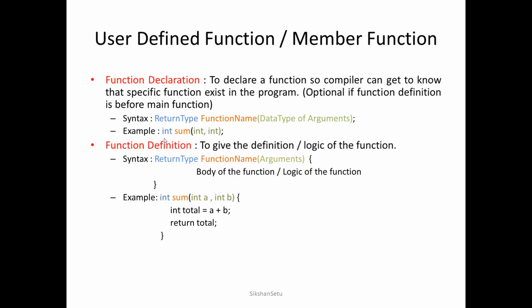Now next comes function definition. This particular part tells the system what the logic or the body of the function is. This is the actual work which the function is going to perform. For that, the syntax will again be return type, name of the function and arguments. Here arguments will be data type and variable name. In function declaration we have just mentioned the data type.